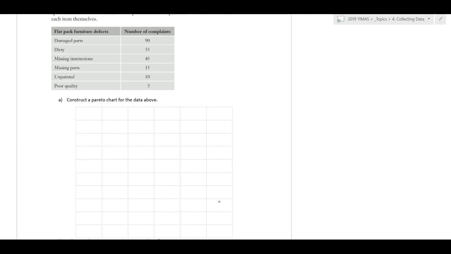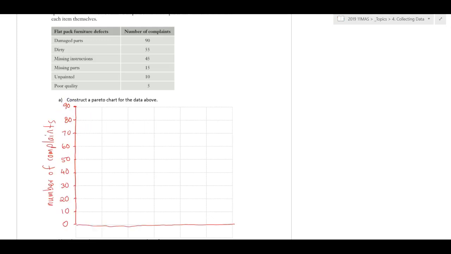My number of complaints. The highest number is 90. So 10, 20, 30, 40, 50, 60, 70, 80, 90. In fact, I think I'm going to make that 90 there. 90, 80, and so on. Our axis is labeled from 0 to 90. And so now I can put in each of these categories.